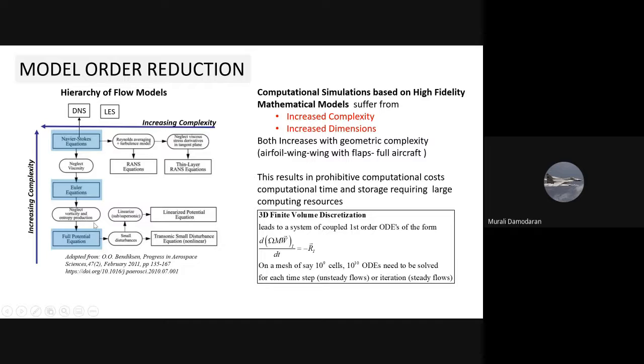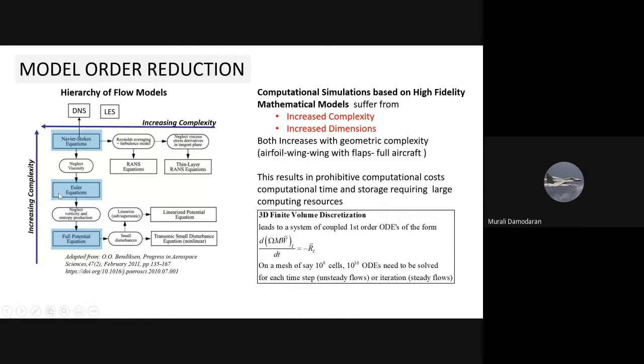By making the irrotationality assumption, I can neglect vorticity and entropy production, and you get what is called the full potential equation, which is just solving one variable. You can further linearize this to the linearized potential equation, and also for small disturbances, you have the transonic small disturbance equation. So if you look at fluid dynamics models, the complexity of the model increases like this. Here, I only need to solve one variable. Here, I have four.